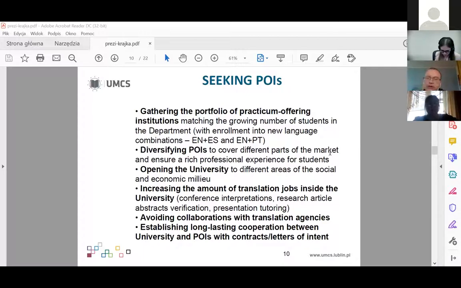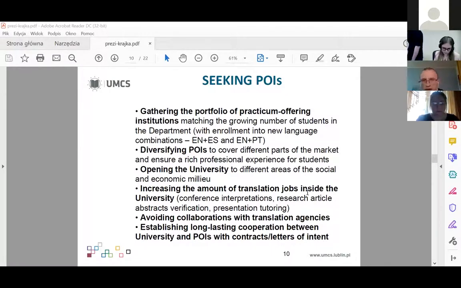We decided to avoid collaboration with translation agencies, also because translation agencies saw the practicum and translator trainees as a way to gain a greater share of the market by winning contracts, by exploiting students to a certain extent. And of course, those POIs that we evaluated as high quality, as providing feedback to our student trainees, we wanted to establish a more long-lasting cooperation with them, encouraging the rector of the university, the dean, to sign contracts or letters of intent.